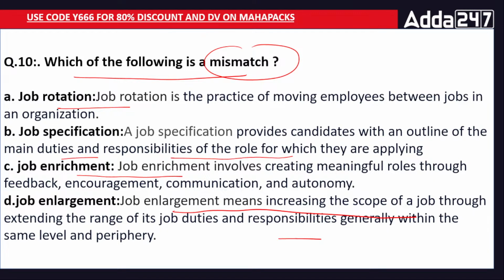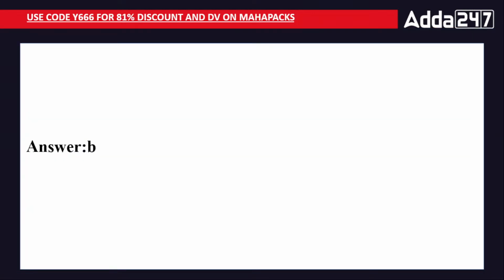Okay. So what will be the right answer? The right answer here will be C. Job rotation is absolutely correct. That is about the practice of moving employees between jobs. But job specification tells you about the human qualities required to perform the job. So B is the right answer because B is absolutely wrong. We have written here main duties and responsibilities, but it is related to the human qualities.